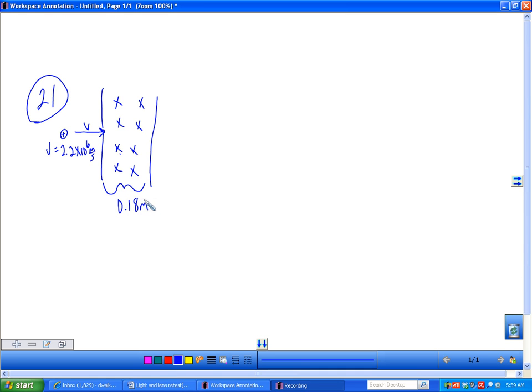And as the drawing shows, a magnetic field exists between the plates and is perpendicular to the velocity of the proton. What must be the magnitude of the field so that the proton just misses colliding with the opposite plate? So we're looking for the size of B.